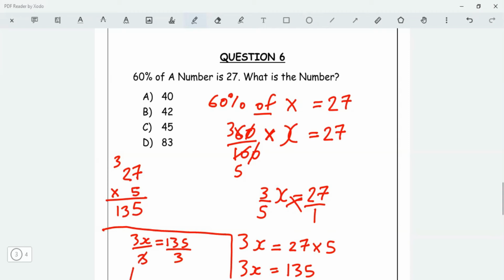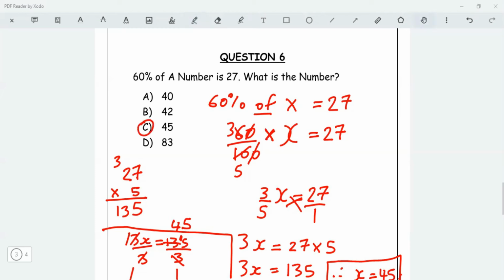3 into itself 1. 135 divided by 3. 3 into itself goes 1 time. 3 into 13 goes 4 times with a remainder of 1. And 3 into 15 goes 5 times. And so x is 45. So therefore, x is equal to 45. Beautiful, all right? So 60% of a number is 27. What is the number? The number is 45.